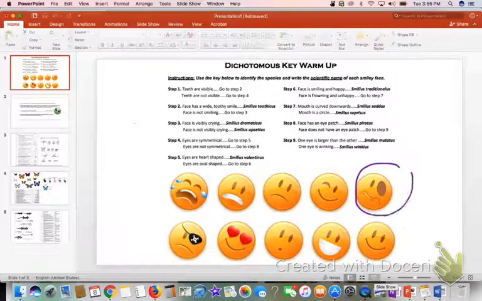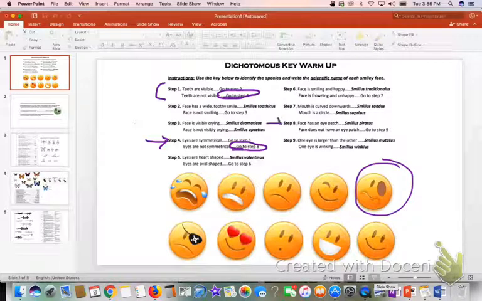So let's take this guy right here. We always start back at step 1, with this couplet. Teeth are visible, teeth are not visible. They are not visible, so we go to step 4. Step 4: eyes are symmetrical, meaning they're the same size or the same shape on both sides, or eyes are not symmetrical. His eyes are two different sizes, so they're not symmetrical. It tells me to go to number 8.